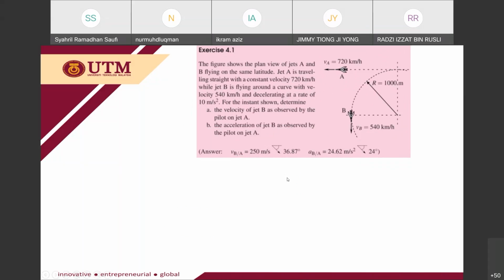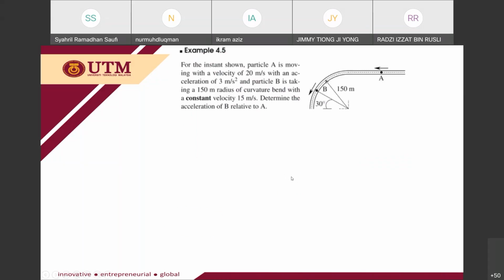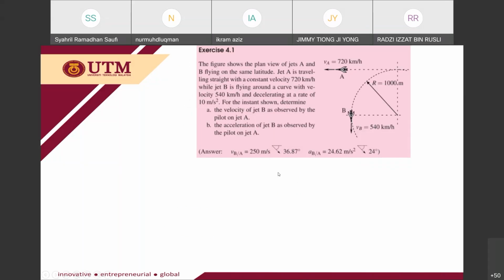Okay, let's do one exercise, which is exercise 4.1, before we end this class. Here the figure shows the plan view of jet A and jet B flying on the same latitude. Showing the same plane means that it's in 2D, two-dimensional, so you are just on the X and Y axes.